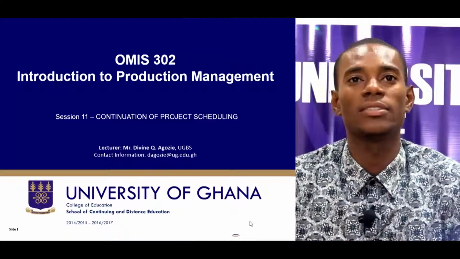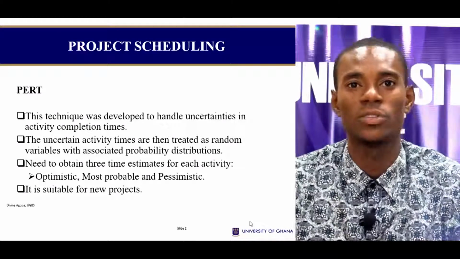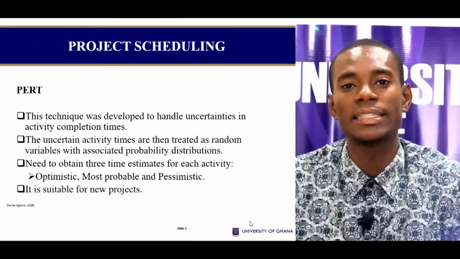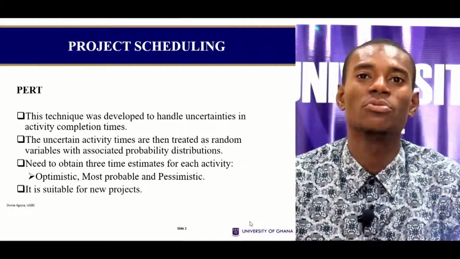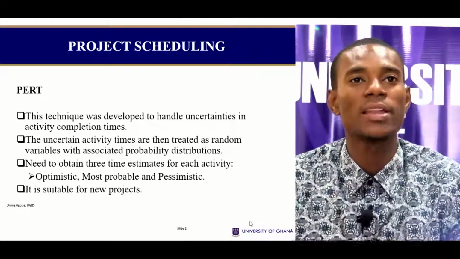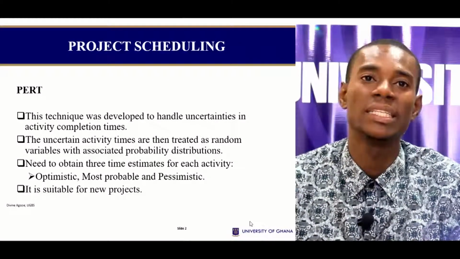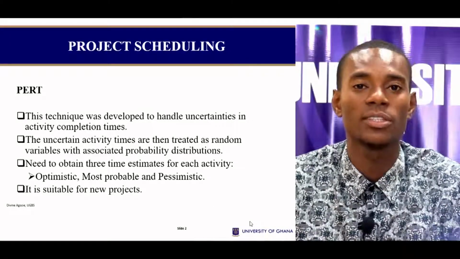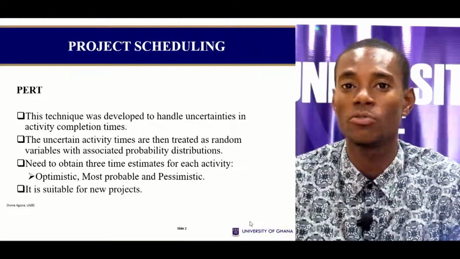Now we want to look at this other technique, which we call the project evaluation review technique, which is the PERT. So it's a technique developed to handle uncertainties in project completion times. So for instance, there can be uncertainties when you do not know exactly how long it would take to complete a certain task or a certain activity, especially when it's the kind of project or activity that you've never undertaken before, or it's a new kind of project.